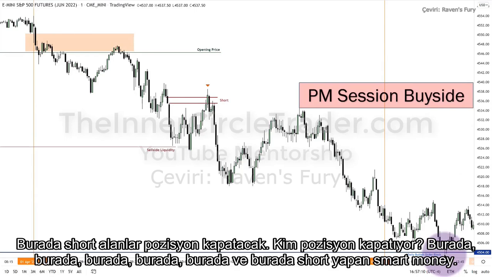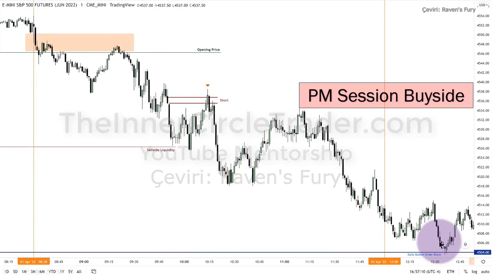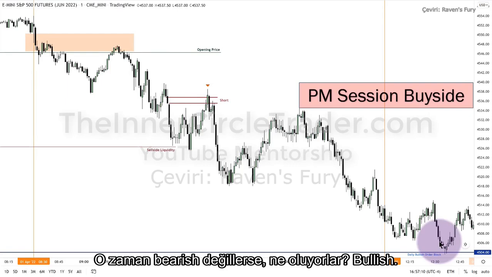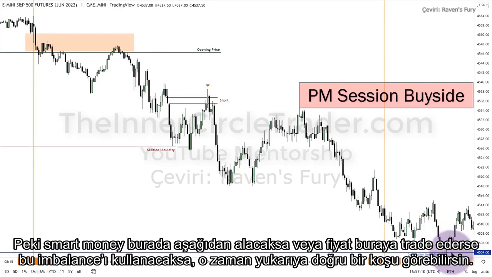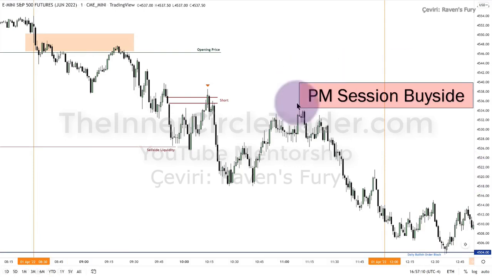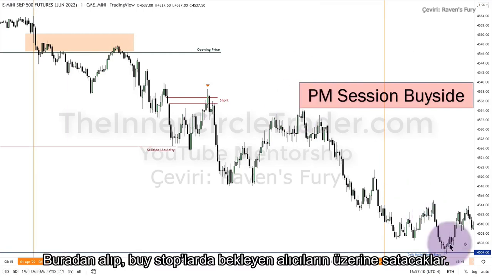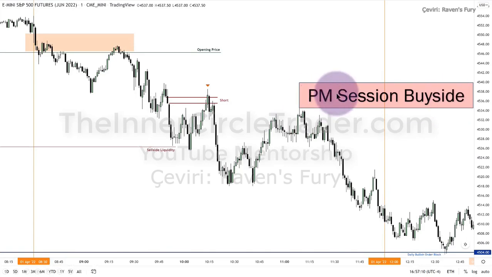Who's short covering? The smart money that sold short here, here, here, here, here, and here. So if they're covering a short, are they bearish still? No. So if they're not bearish, what are they? Bullish. So if they're going to be smart money and buy down here, or if they're going to use this imbalance in here, if it trades down into that, you can see a run higher. If they're going to buy it, what are they going to target? The buy stops up here. And they're going to sell right to those buy stops. They're buying this and selling it to these waiting buyers on their buy stops.